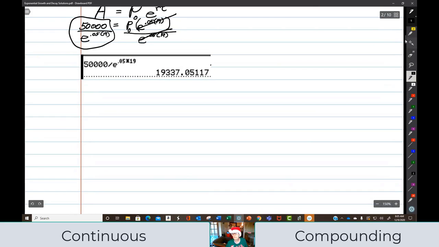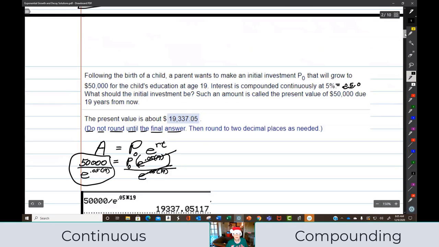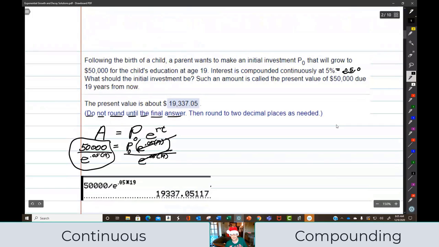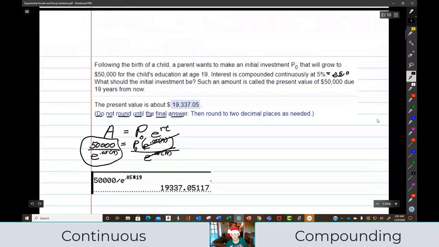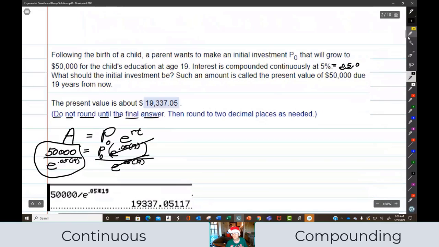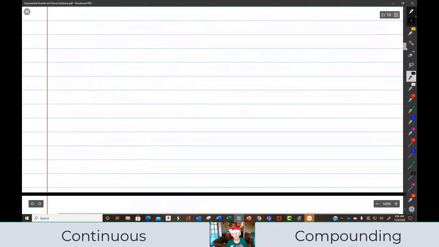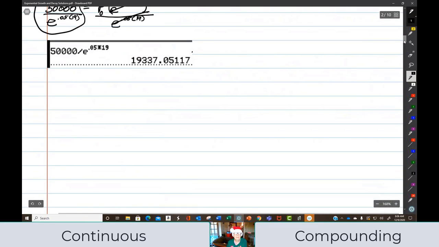Now let's see. This is what P naught equals, so this is what it's telling us. All right, round to two decimal places. Money is usually rounded, not always, but usually rounded to two decimal places. Here's two decimal places right there. There's the second decimal place. The one will not cause the five to round up to a six. So that's our answer. Your initial investment, mom and dad, needs to be that.